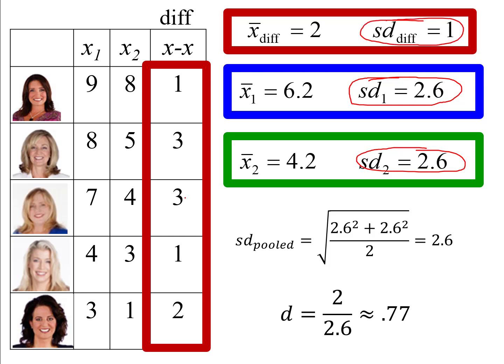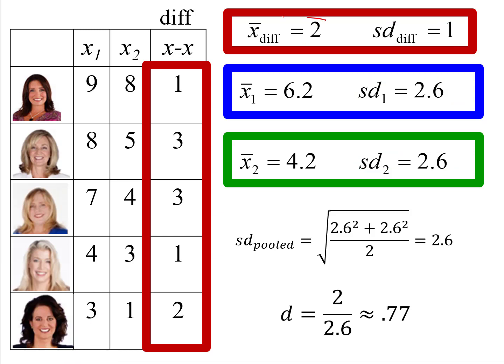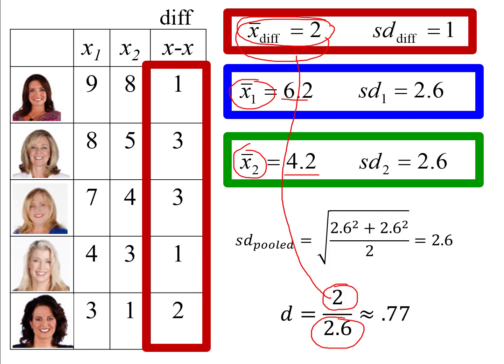Now, to calculate the D statistic, what we're going to do is take that mean difference score, or the difference between the two means, the mean at time 1 minus the mean at time 2, X bar 1 minus X bar 2, 6.2 minus 4.2, which is the same as the mean difference score, which is 2, and that will be our numerator. That's the difference between the two means. And then we'll divide that by our pooled standard deviation.